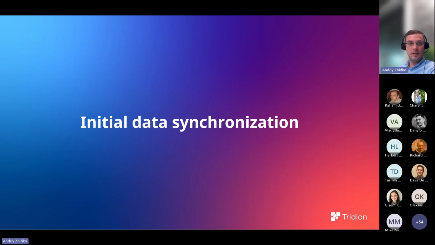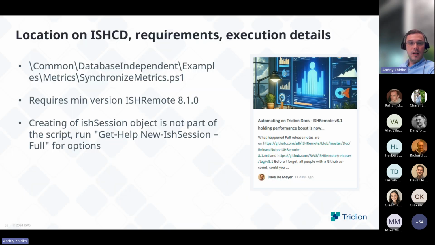So let's talk about initial data synchronization. There is a new script that is responsible for that, called synchronize metrics. The synchronize metrics PowerShell script allows you to perform the initial synchronization of the content manager database to metrics storage, to be able to start using the metrics feature. The metrics feature requires the entire system to be synchronized to function correctly.